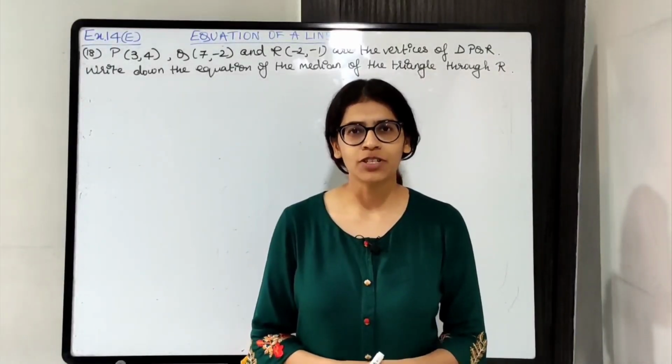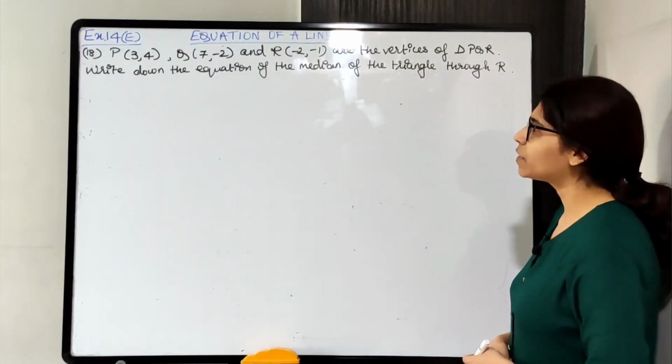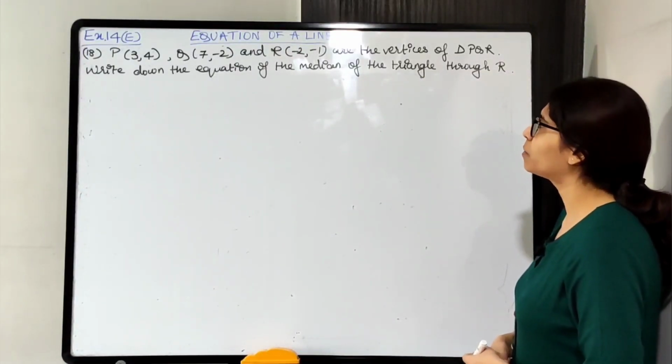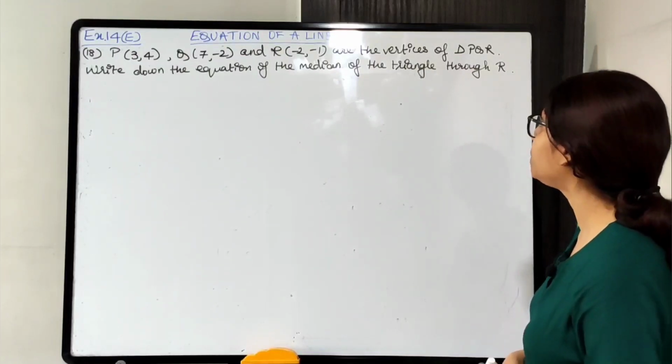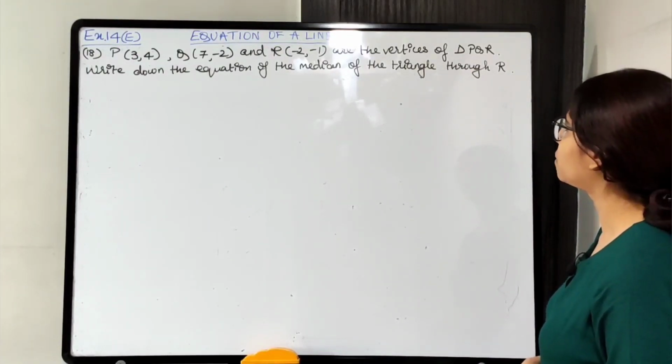Moving on to next question, question number 18. P(3, 4), Q(7, -2) and R(-2, -1) are the vertices of triangle PQR. Write down the equation of the median of the triangle through R.